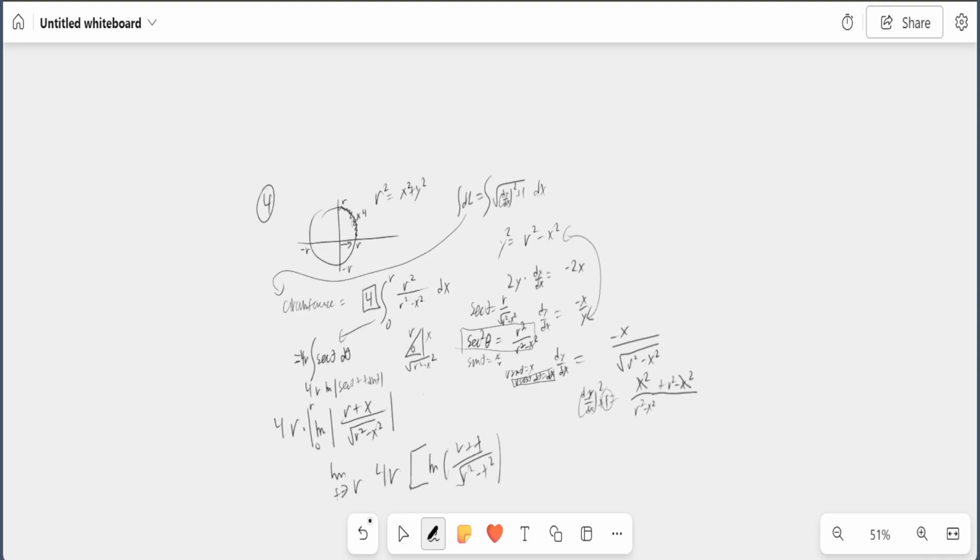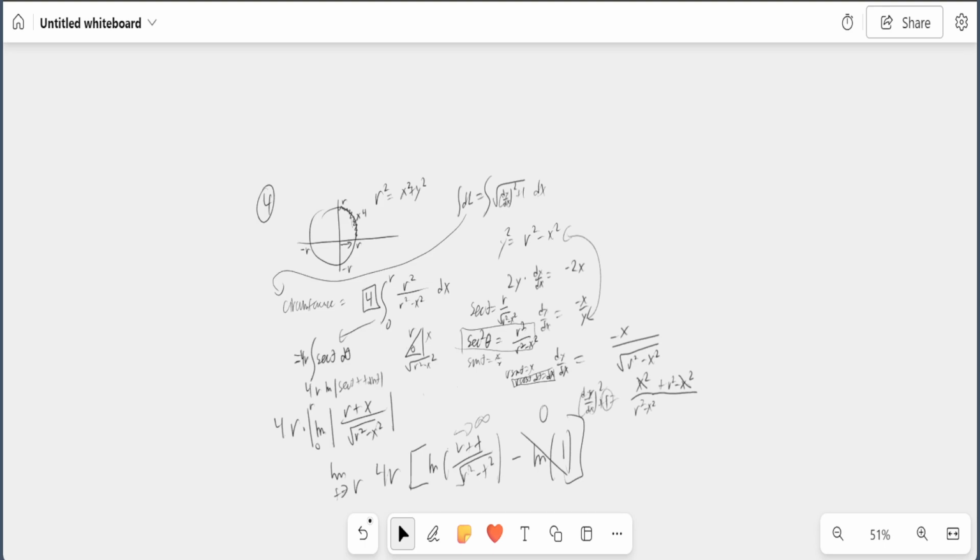Am I doing this right? I feel like I might be going wrong somewhere, but ln, and then this one is ln, the x is 0, so it's r over square root r squared, so that's 1. That becomes a 0. Because this goes to infinity, so I feel like I've done something wrong here.